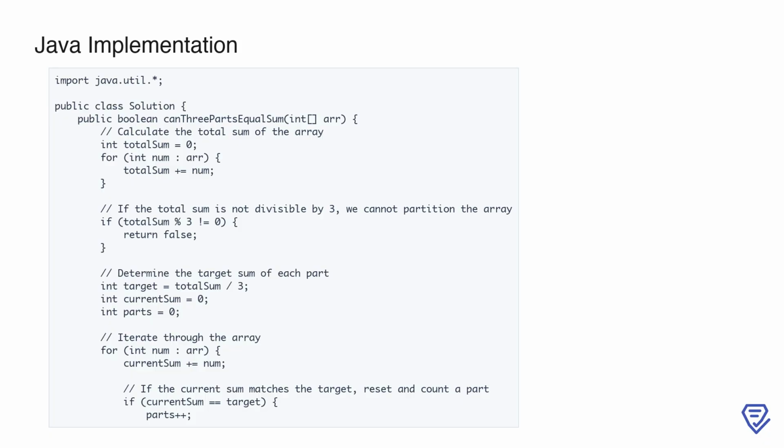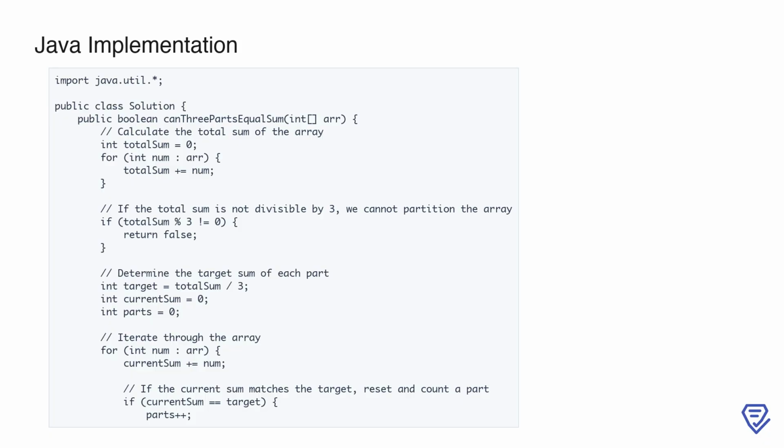Here, we begin by importing the necessary utility package and defining our solution class with the method can3partsEqualSum. The goal of this method is to determine if the input array can be partitioned into 3 contiguous subarrays with equal sums. First, we calculate the total sum of the array by iterating through each number and adding it to the variable total sum. Once we have the total sum, we check if it is divisible by 3 because, if it's not, it's impossible to divide the array into 3 equal parts.